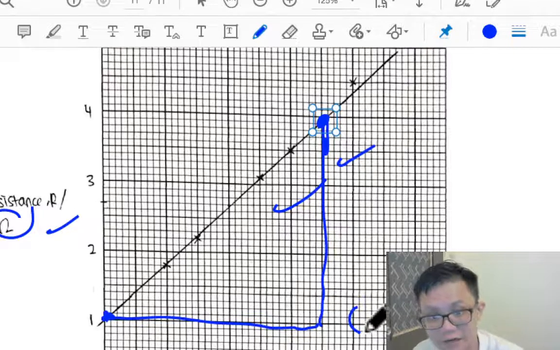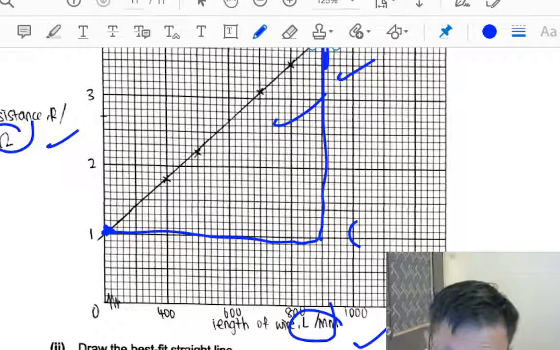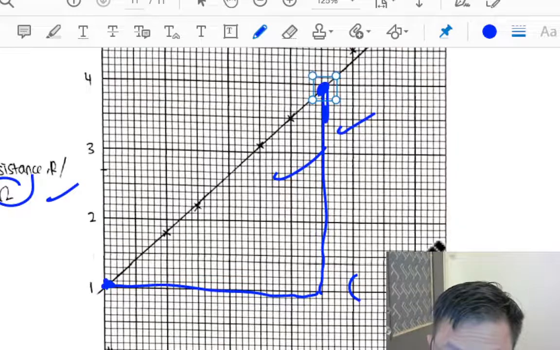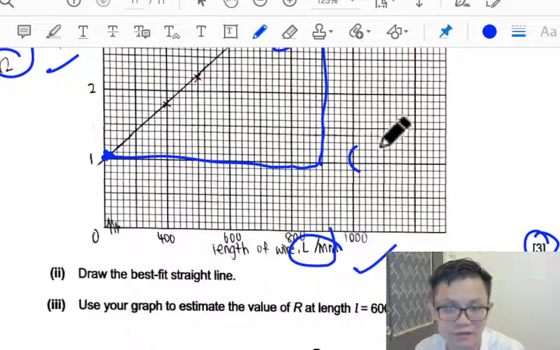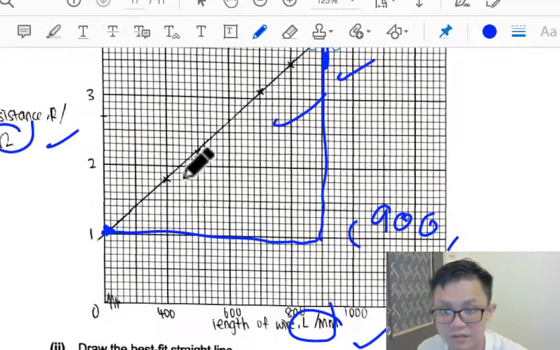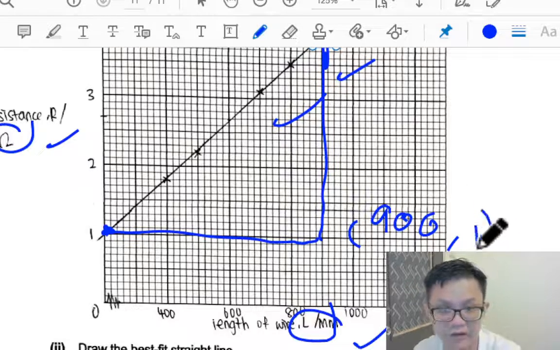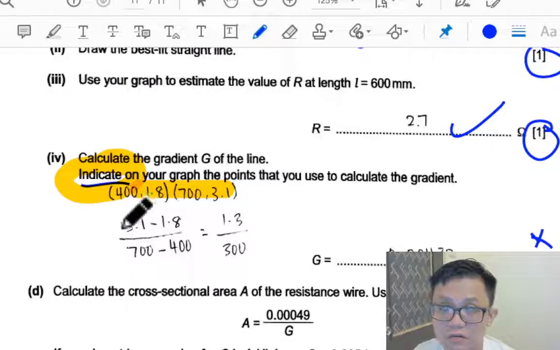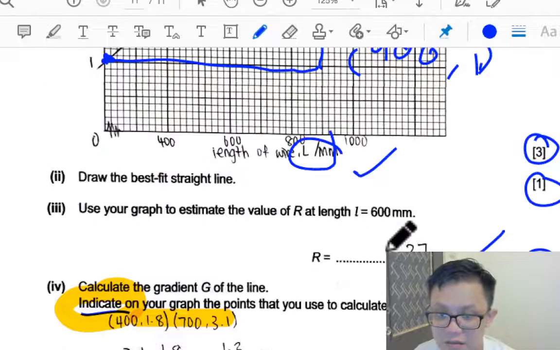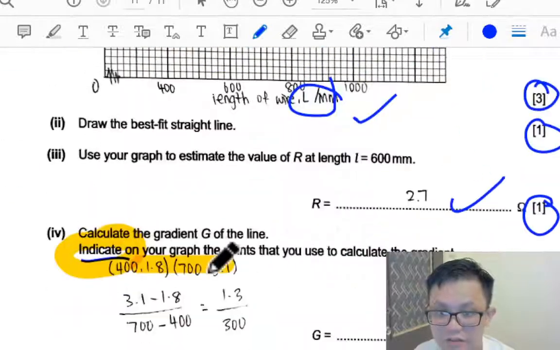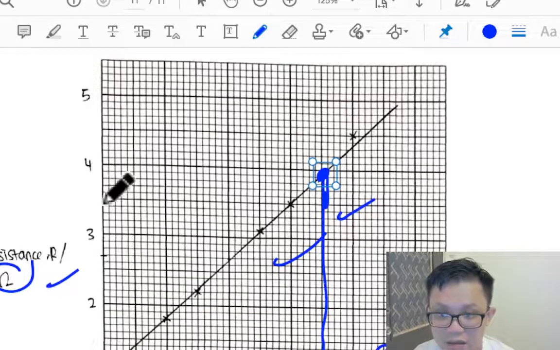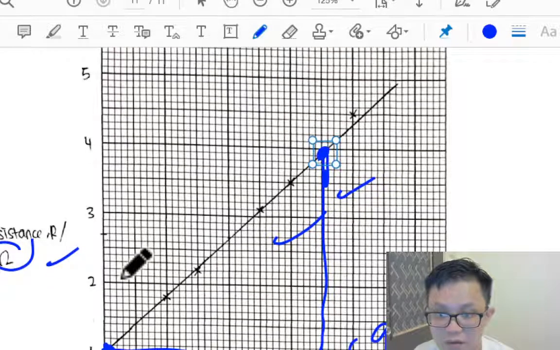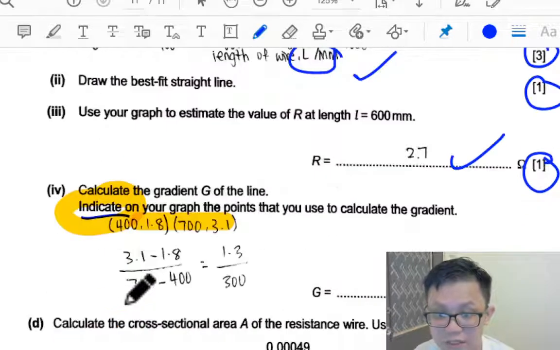Then maybe you want to write the coordinate for this one. Is this 900? I cannot see. Let's assume it's 900, because my pencil is a bit thick. 900, and the coordinate for this one is 1. If you want to write it down, you do y minus y over x minus x. Okay, so you use 3.1 minus 1.8. Why did the student do it like that? 3.1 minus 1.8.